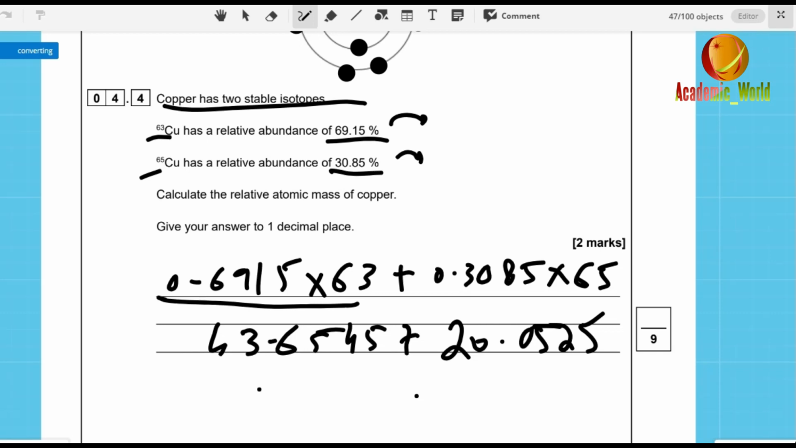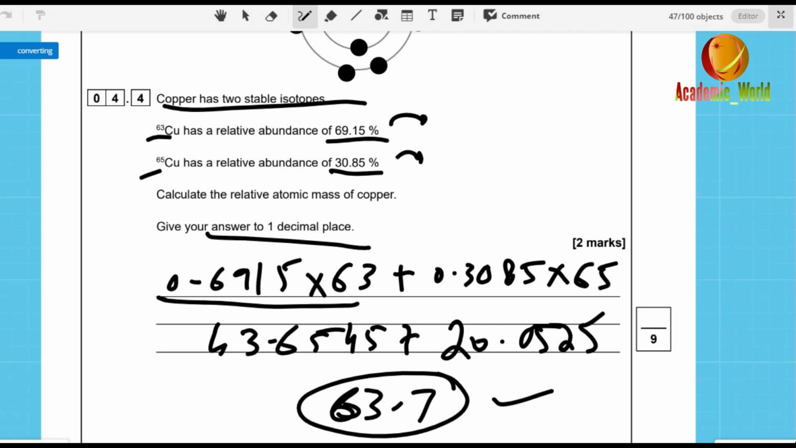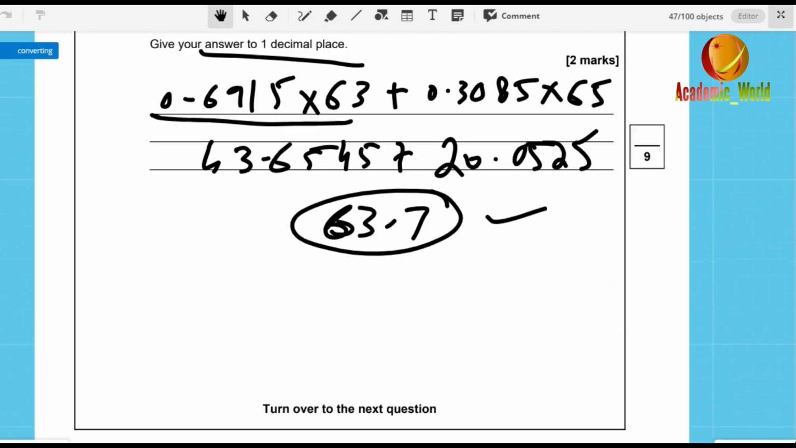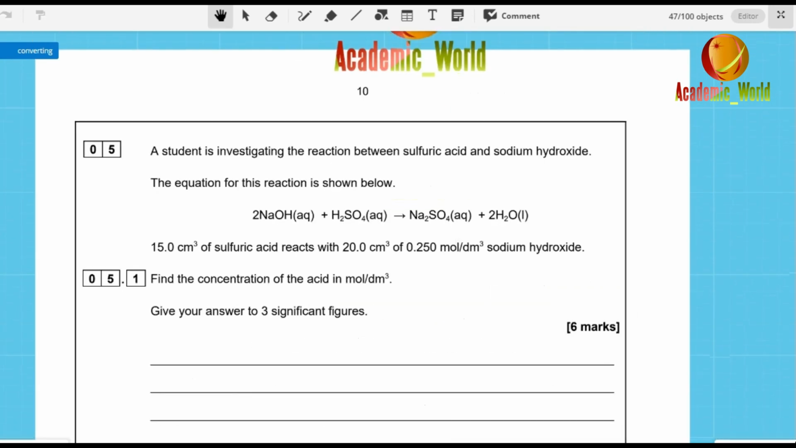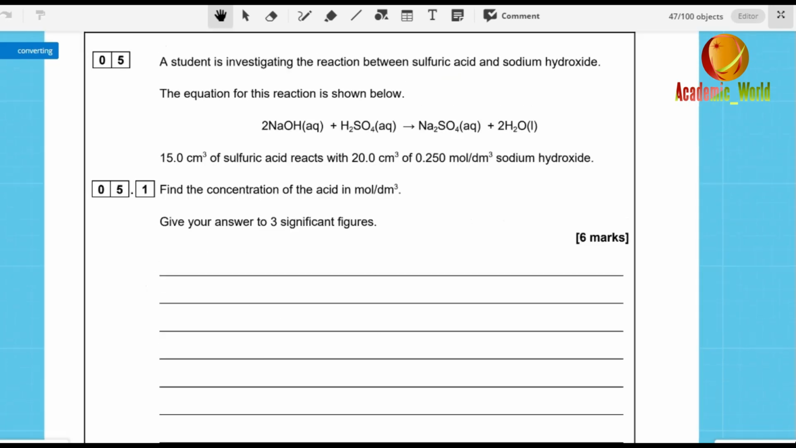Now you have to add them. That gives us 43 plus 20, it's 63, and you add the other values. So basically that is 63.7, because the answer is in one decimal place. I hope that's clear now. It's the same method to find the relative atomic mass of any element.